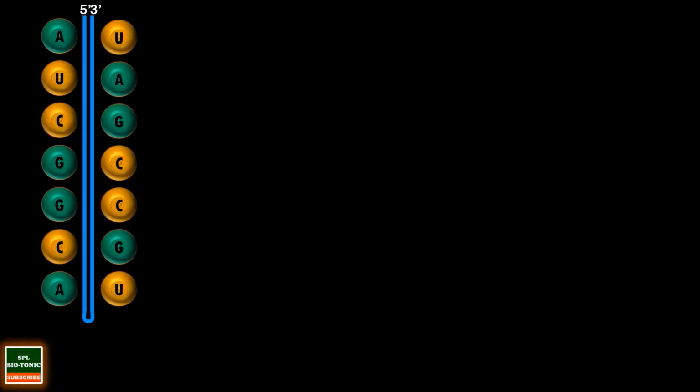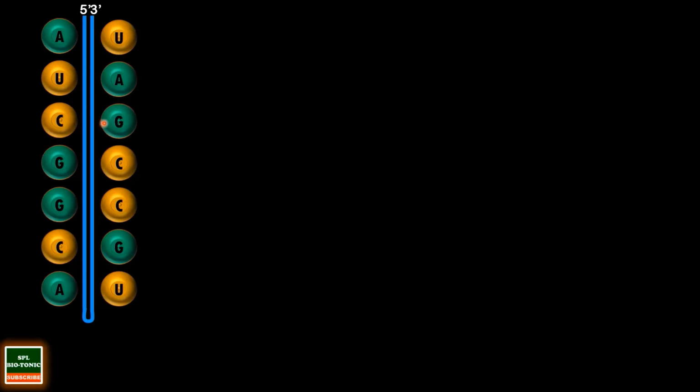Now this is the structure of RNA. RNA is single stranded, but part of it can become double stranded due to complementary base pairing. So here you can see clearly A is pairing with U and G is pairing with C and vice versa.